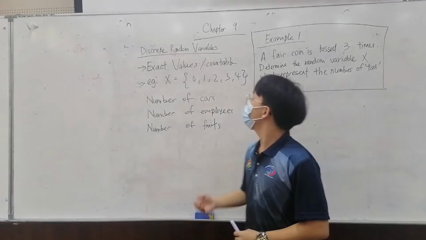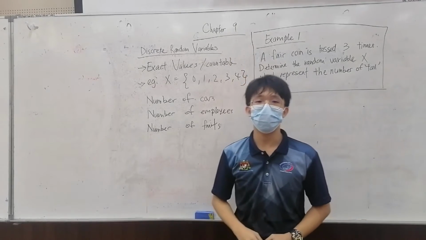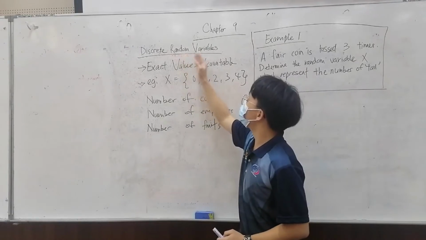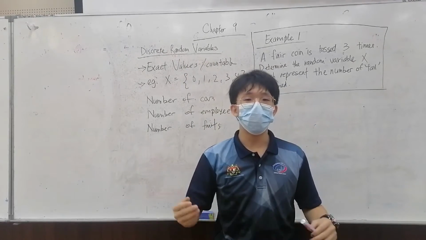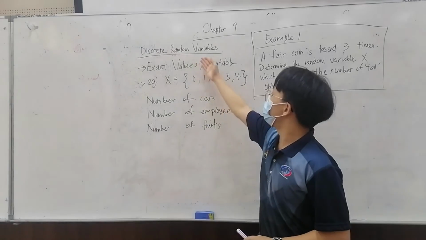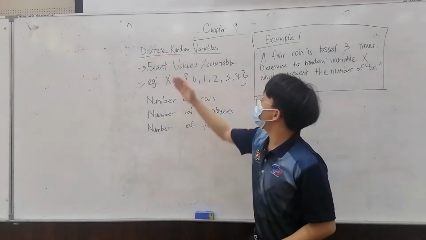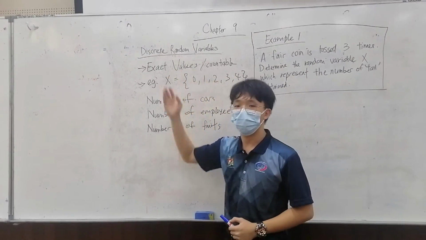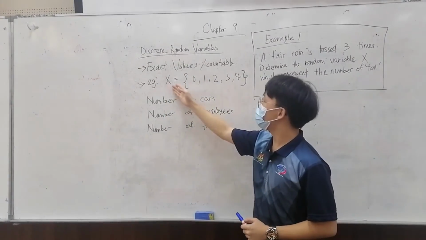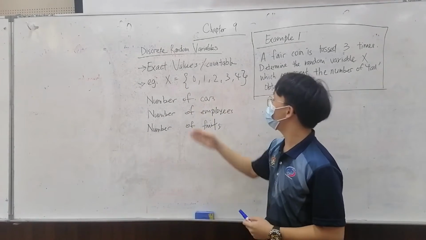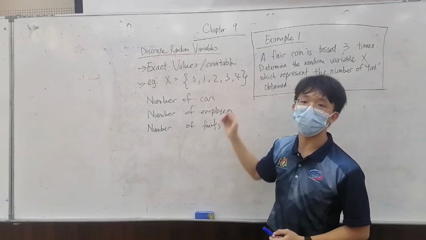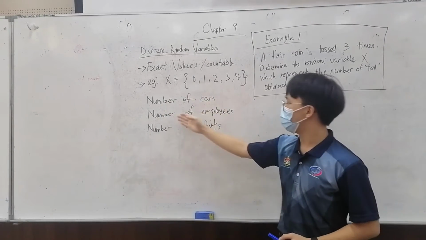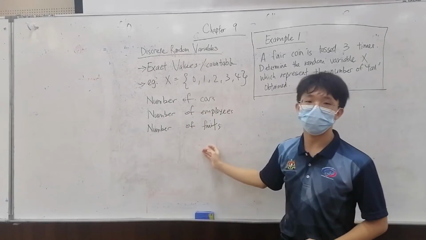Today we are discussing Chapter 9, which is random variables, and we are focusing on one topic, which is discrete random variables. So I will start with a simple introduction to random variables. As we know, a discrete random variable is a random variable that can be counted in exact values. For example, the event x has the values 0, 1, 2, 3, and 4. Examples of such events are the number of cars, number of employees, and number of fruits.